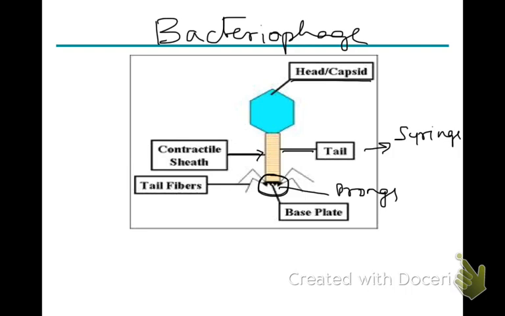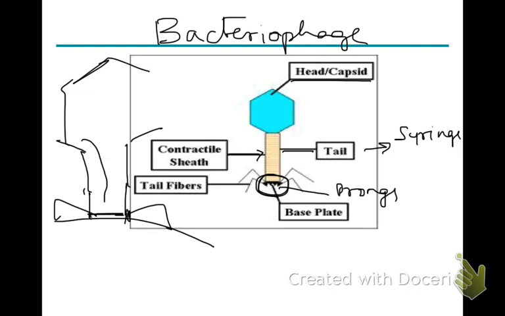This is the part that tries to find a spot on the bacterial cell wall in order for it to attach itself, and then the contractile sheath that is present is capable of acting like a syringe, wherein there is a plunge where you have the DNA or the nuclear material of the virus being injected inside the bacterial cell.